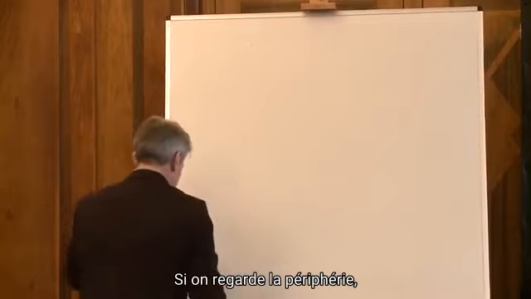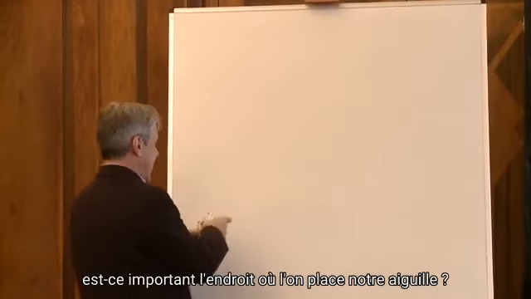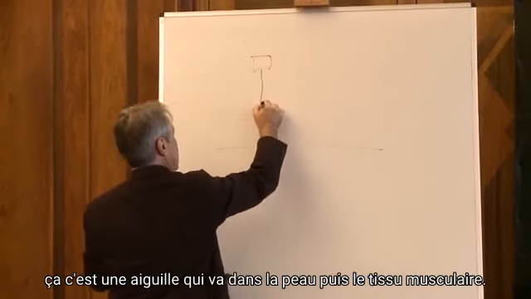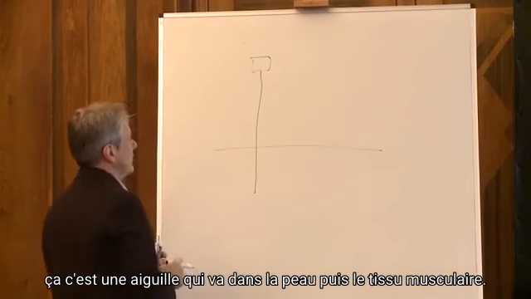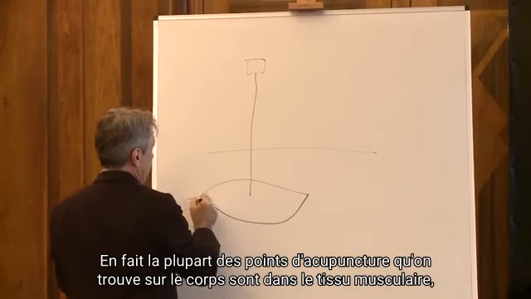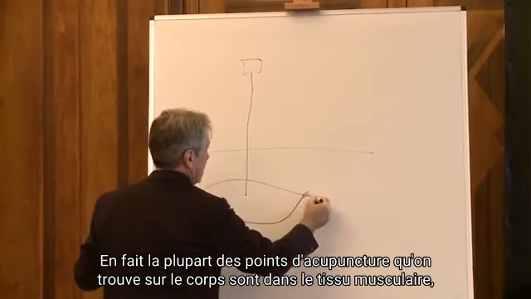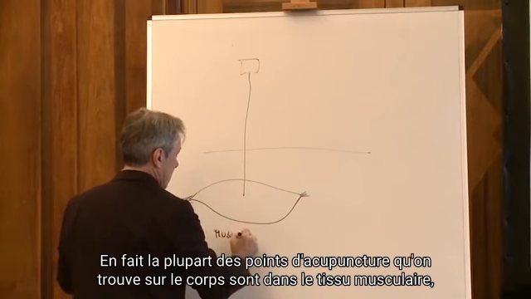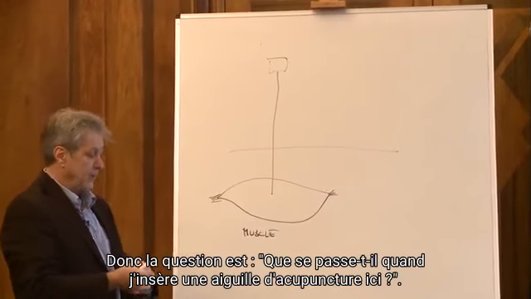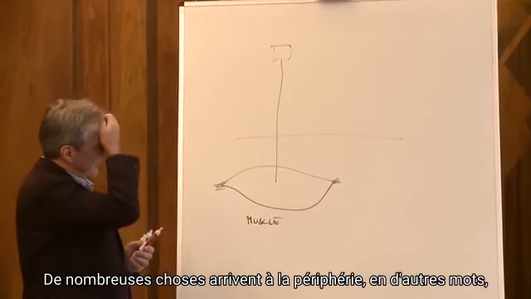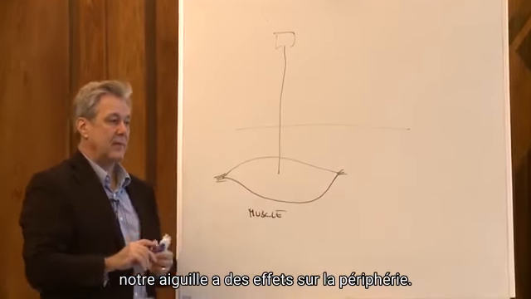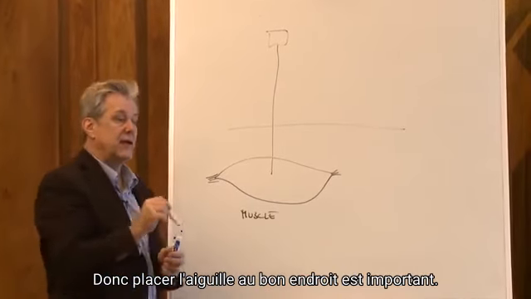So let's look into the periphery. In other words, is there any relevance to where we put our acupuncture needles? This is the acupuncture needle going into the skin and into the muscle tissue. Most of the acupuncture points that we find in the body are actually found in muscle tissue. Most of them. So the question is, what is happening when we put in our acupuncture needle here? Well, a number of things are happening in the periphery. In other words, we do have peripheral effects of our needling. So there is a relevance to putting the needle in the right place.